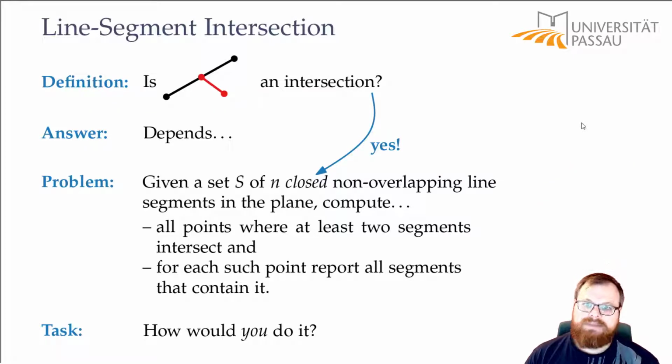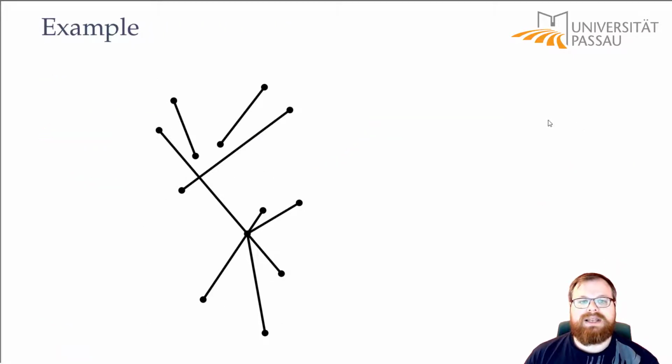Let's have a look at an example. We have a set of line segments here. We have this line segment, this one, and so on. This is a very special case already, because we have this point here, that's the endpoint of this line segment and of this line segment. But it also lies in the middle of this segment and in the middle of this segment. So we also want to report this point.